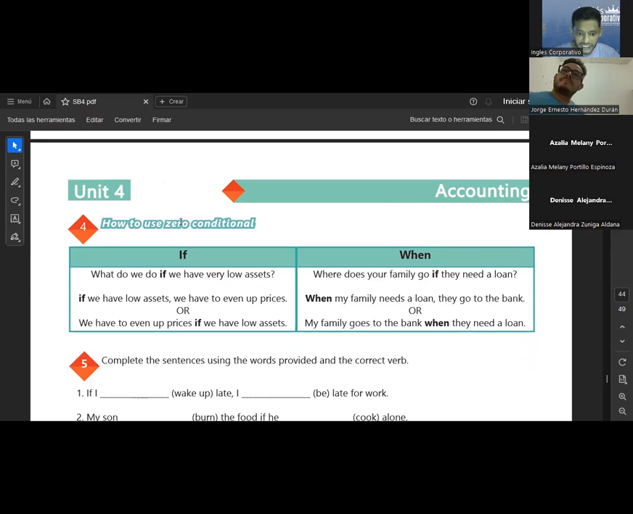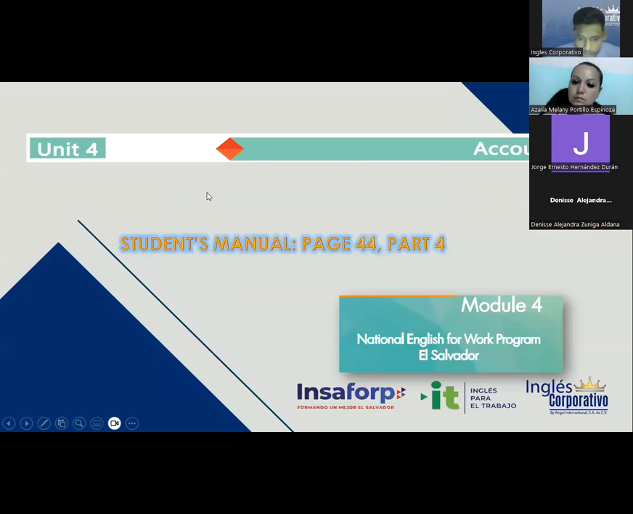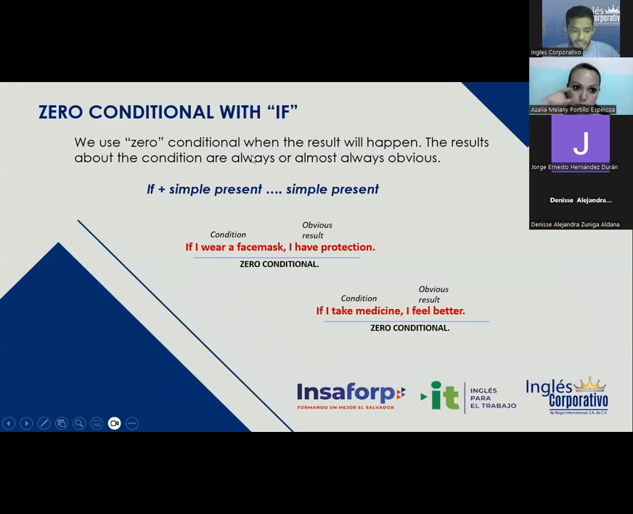How to use zero conditional. ¿Cómo usar el condicional cero? Let me show this to you right now, and it's here in the presentation. Let's begin. Okay, now, we use zero conditional when the result will happen. The results about the condition are always or almost always obvious. Zero conditional with if.